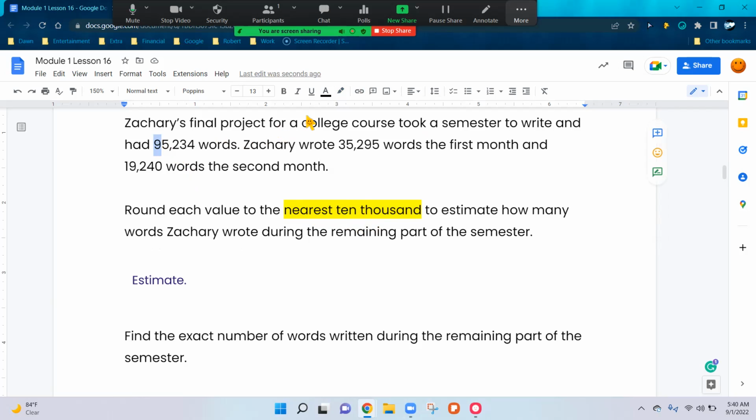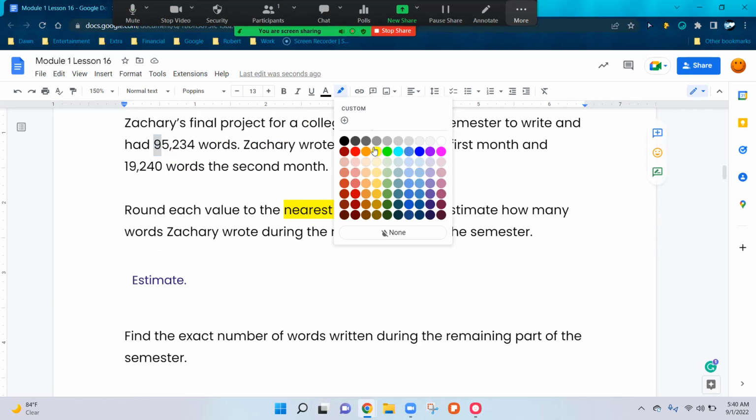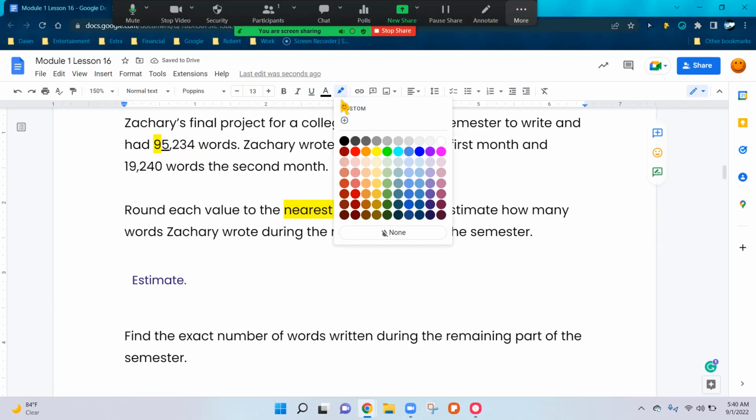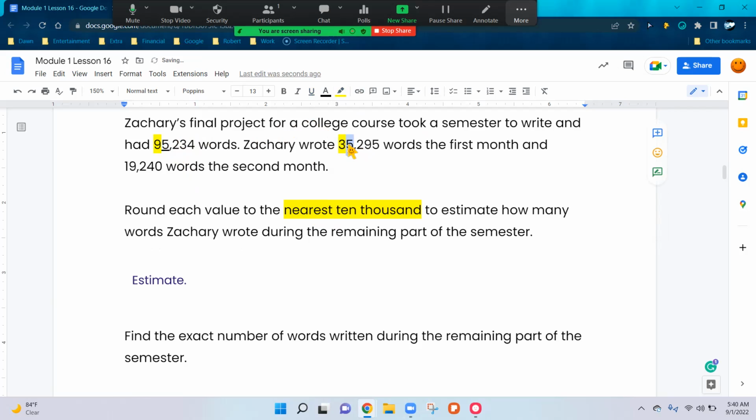So I usually highlight the number I'm rounding and underline the place next door. I'm just going to do this to all my numbers quickly, so that when I go and transfer them into the scribble, it's already done. It's showing me what I'm rounding and what I'm looking next to. So now I'm going to highlight everything.